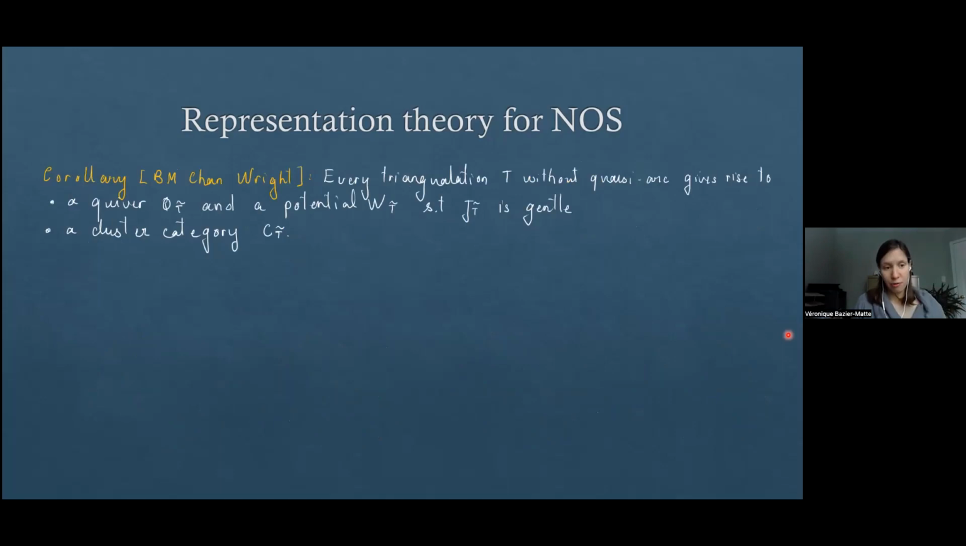So one corollary that we get is that if we start with a triangulation without quasi-arc, we'll give rise to a quiver Q tilde and a potential W tilde, such that J tilde is gentle. Here T is a triangulation from a non-orientable surface, and T tilde is in the orientable double cover. We can also get a cluster category C tilde, but we have to start from a triangulation without a quasi-arc.